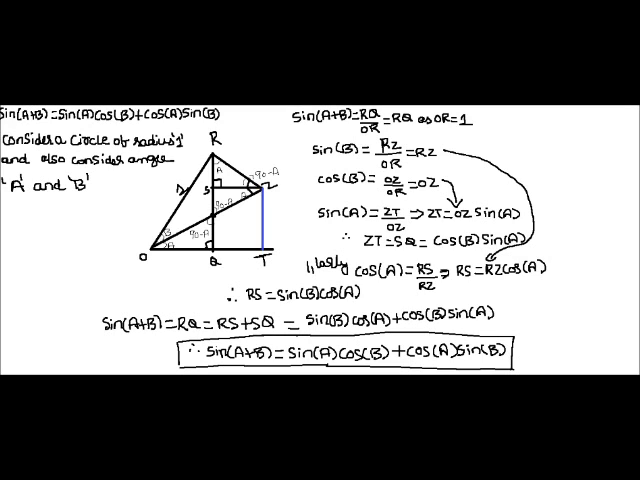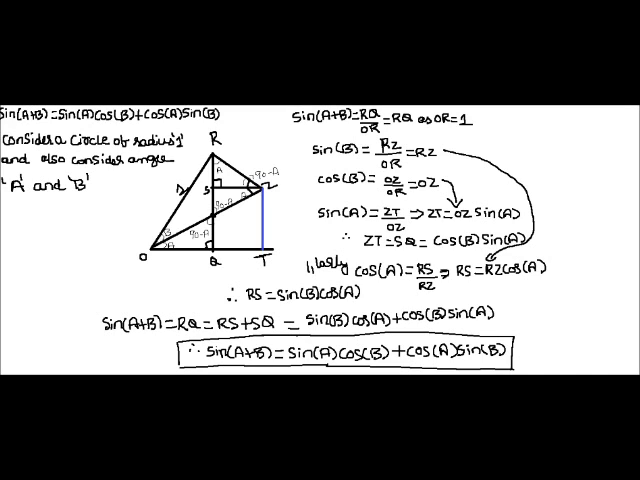Now sin A equals ZT by OZ, opposite by hypotenuse OZ. So ZT, which is a parallel line to SQ, equals OZ sin A. So SQ is equal to OZ sin A, but OZ we derived before as cos B. Therefore SQ equals cos B sin A.